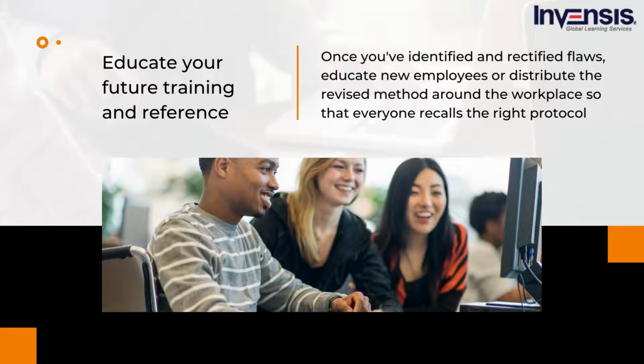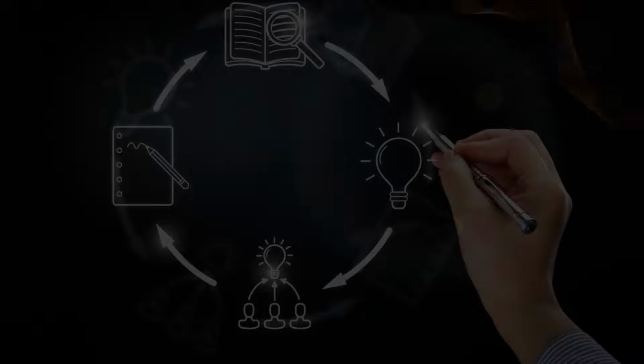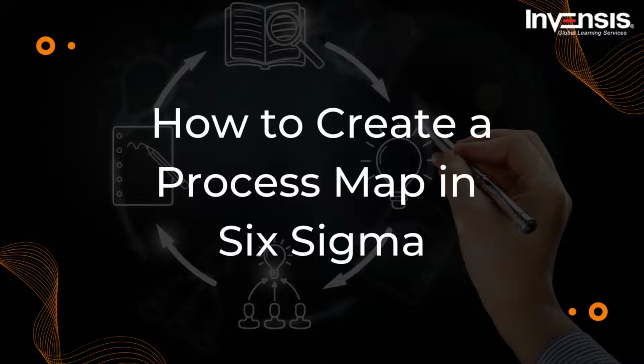These were some of the benefits of process mapping. Now, let us move on to our next topic and understand how a process map in Six Sigma can be created. When building a process map, take into consideration that the map will resemble a flowchart that depicts the beginning of the process, its intermediate phases, and its conclusion or intended output.